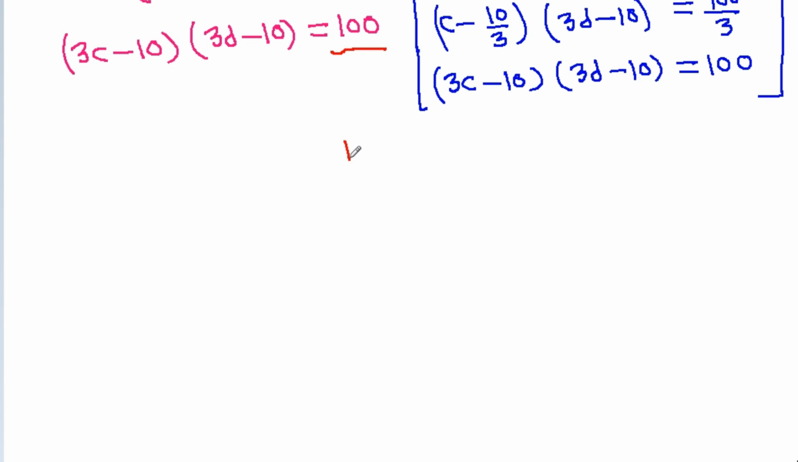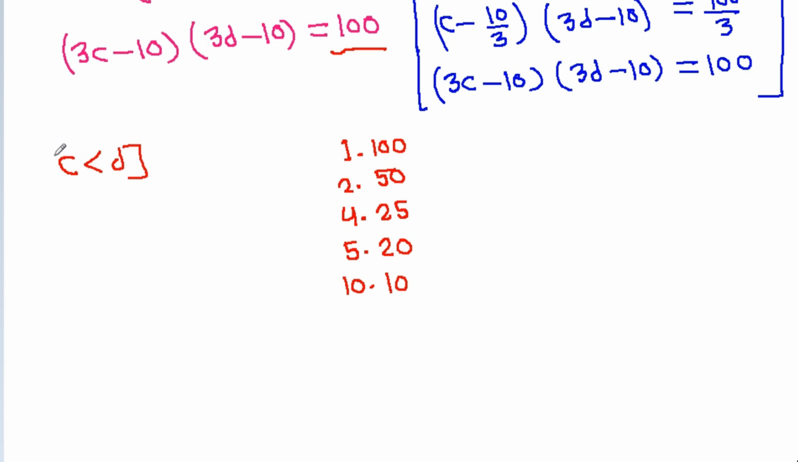And 100 is 1 times 100, 2 times 50, 4 times 25, 5 times 20, and 10 times 10. And again c is less than d, so 3c - 10 and 3d - 10 cannot be equal to 10. And from here we get 3c = 10 + 5, that is 15, so c will be 5, and 3d is 30, so d will be 10.